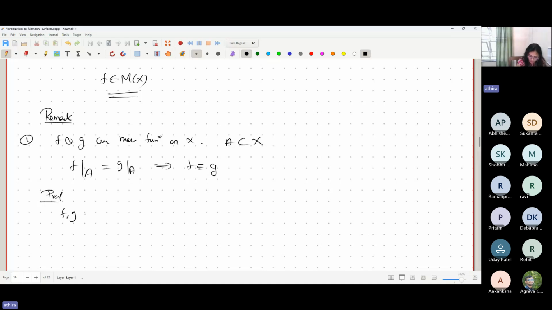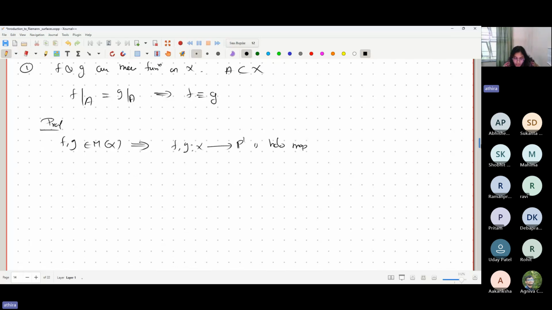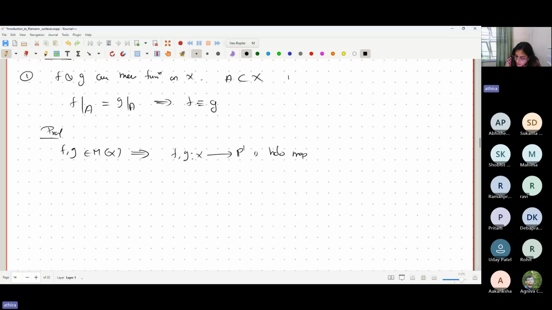If f, g are given as meromorphic functions, that means f, g from X to P1 are holomorphic maps. We will use the above result: two holomorphic maps which coincide on a set which has a limit point in X are equal, so f is equal to g. Same theorem we are using here.